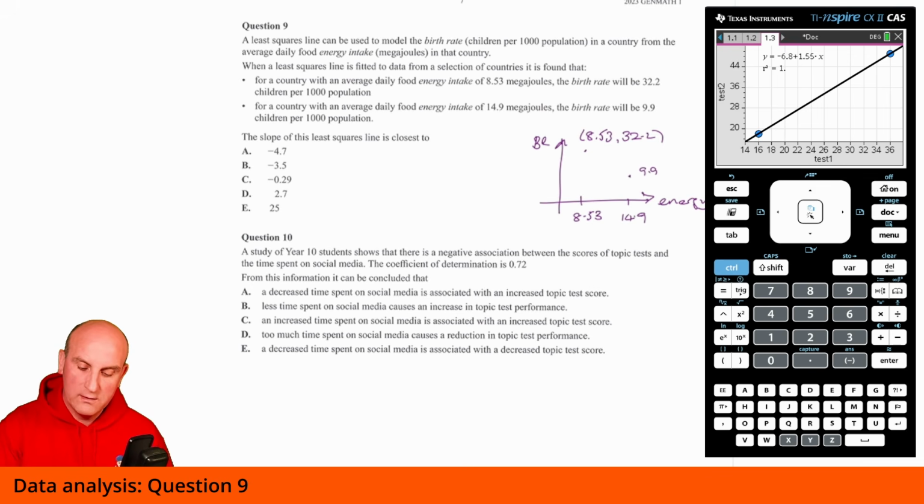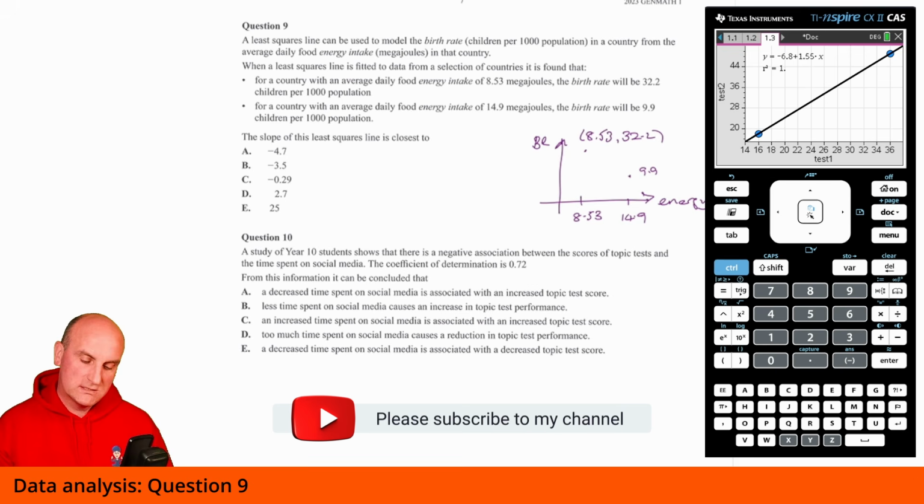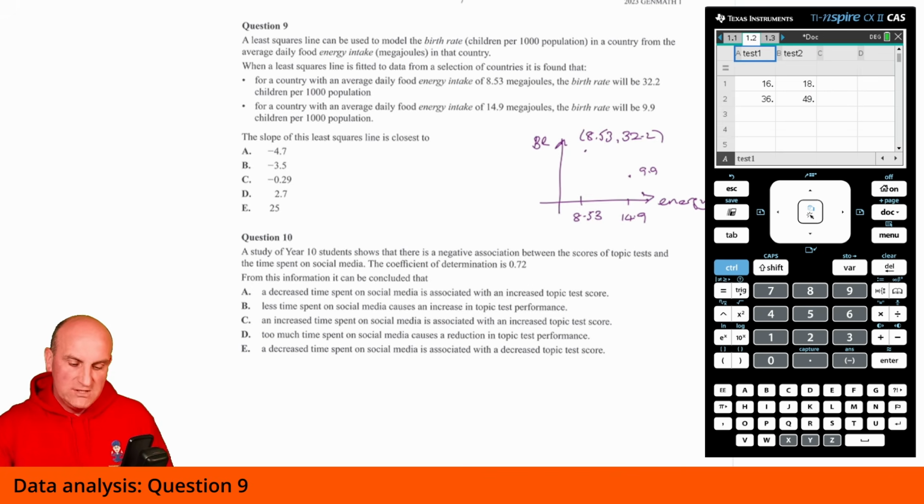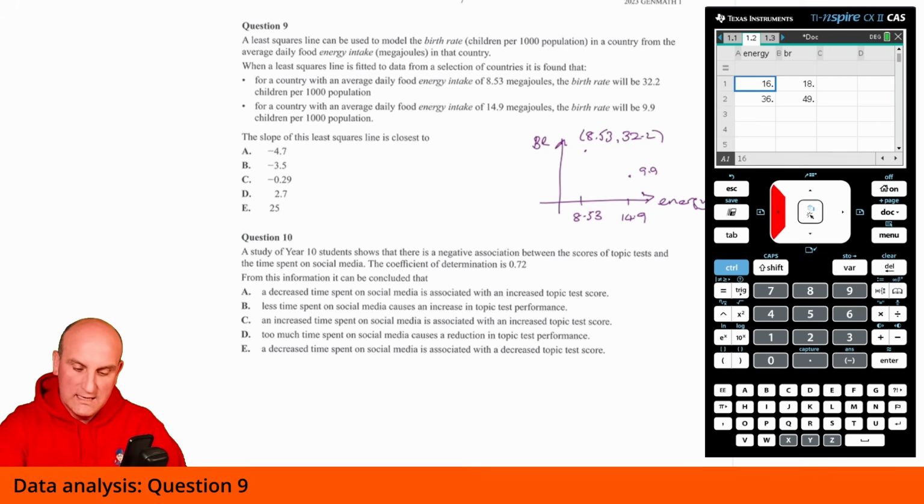So that's 9.9 there. So again, the slope of this least squares line is closest to, again, this was a skill that they'd already tested. So I went back here. I changed my titles here to, what did I change it to? Energy, E-N-E-R-G-Y, and I changed it to BR. And again, I put my 2 values in that they gave me, which was 8.53 and 32.2. Move this down, and then I got 14.9 and 9.9, I think it was.